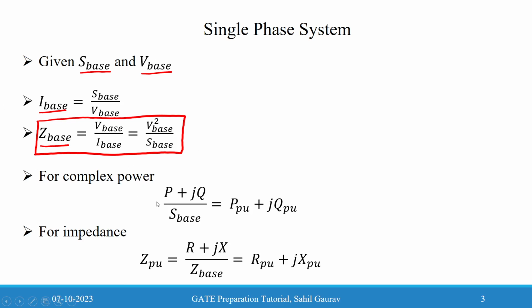Now for complex power, how can we find the active power per unit and reactive power per unit? Simply, the actual values we are given, that is active power and reactive power, and we have to divide them by the apparent base power that we have to consider, which is given in the problem. And for impedance, how are we going to find it? We take the actual quantity divided by the base quantity, so we will get the per unit impedance.